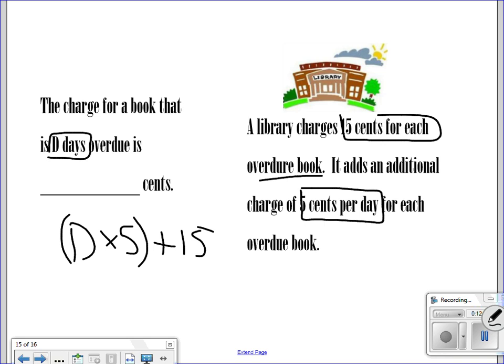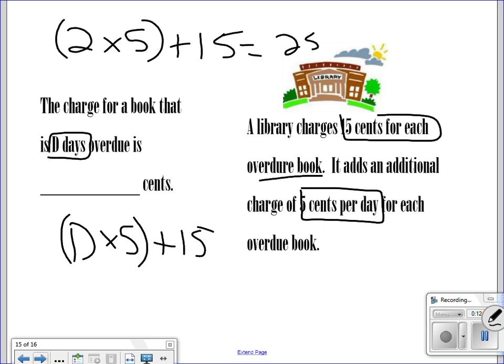So I have a book that is 2 days late. I'm going to multiply that by 5 for my charge for each day it's late. So that's 10 cents. And then they're going to charge me an extra 15 cents for having it overdue. So my overdue book is going to cost me 25 cents. We'll work with all of them. Okay. Hopefully you don't have more than one overdue book, or you're going to be paying the library quite a bit of money. All right.